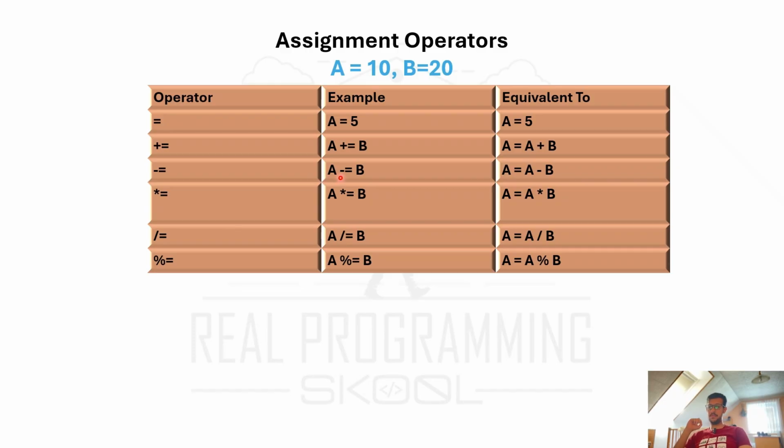And the same with minus: a minus equal b is exactly like a equal a minus b. A multiply equal b is exactly like a equal a multiply b. And the same with division and the same with mod.